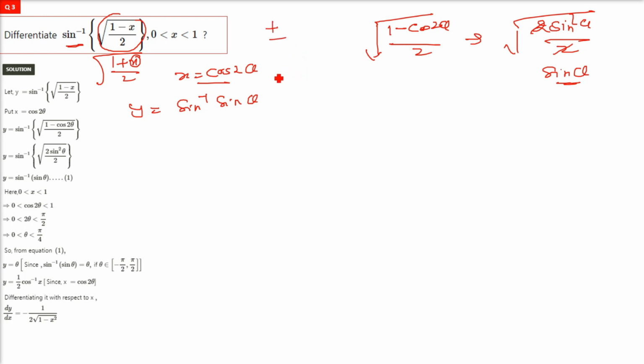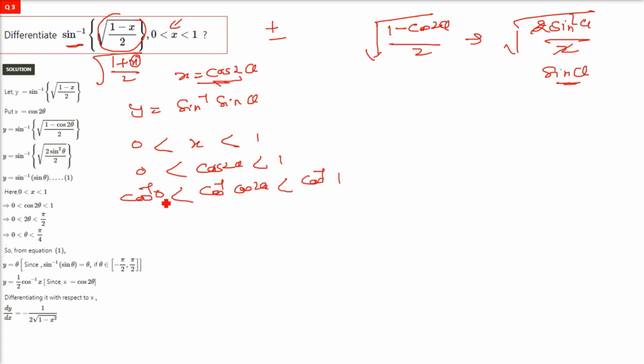So when you have taken x as cos 2 theta, you have to tell the examiner that I am between 0 and 1 and I am between so and so value of theta when I take x as cos 2 theta. If x is between 0 and 1, x you assume to be cos 2 theta. So when you take cos inverse on all sides, cos inverse cos 2 theta is in between cos inverse 1 and cos inverse 0. As cos inverse 0 is what?